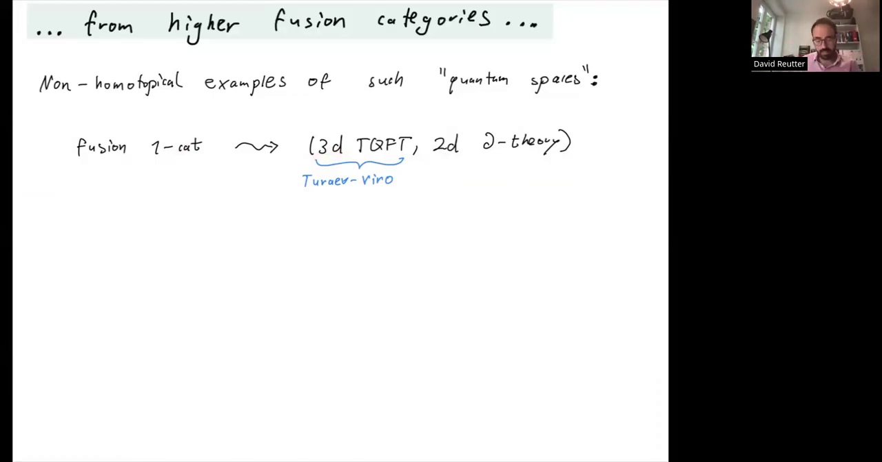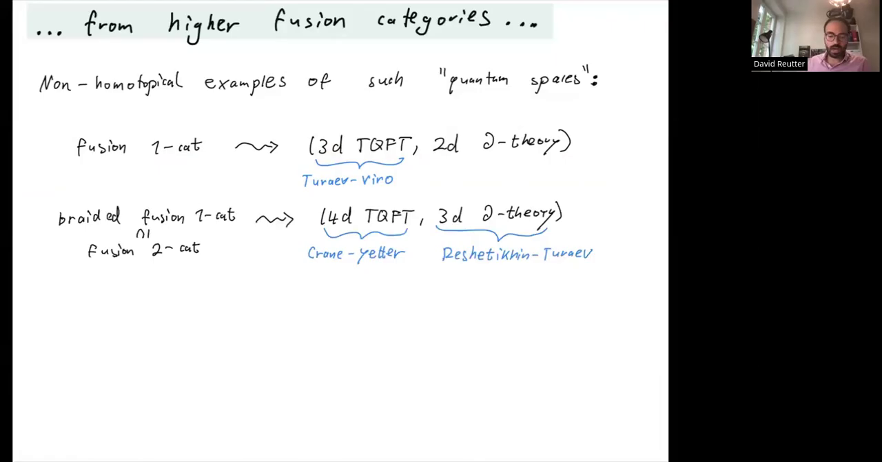And you can go one dimension higher, there you need more monoidality. So you could start with a braided fusion 1-category. And this again gives rise to a four-dimensional topological quantum field theory. This is often called the Crane-Yetter theory, originally constructed by Crane and Yetter. And this Crane-Yetter theory has a three-dimensional boundary theory, which is known as the Reshetikhin-Turaev TQFT. Okay, so braided fusion 1-categories give you one of these packages in dimensions 4 and 3.